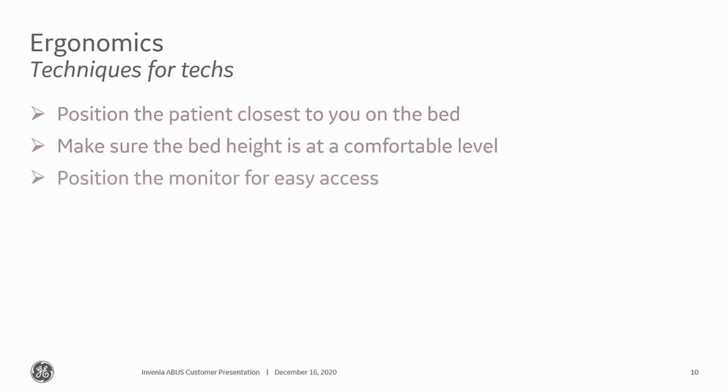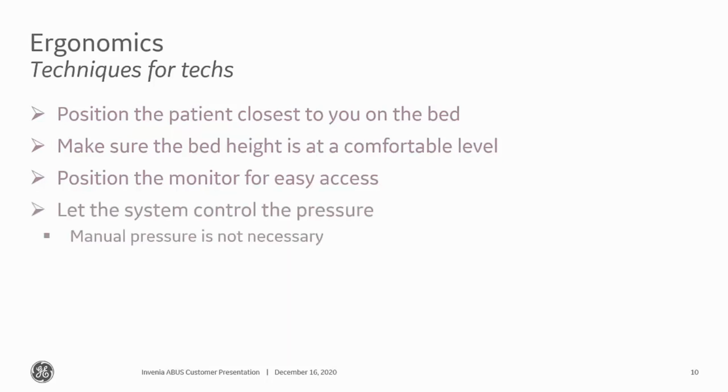Position the monitor for easy access. That monitor arm can typically stay in a stationary position, and then all you have to do is just rotate the monitor from side to side, depending on which side of the bed you're standing. So make sure you keep that arm, like I said, in a good stationary position, and then all you have to do is simply tilt the monitor to one side or the other, and that keeps you from having to strain your neck to see the images as you're scanning.